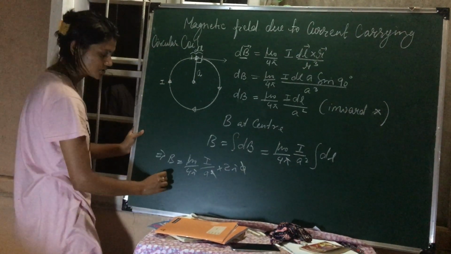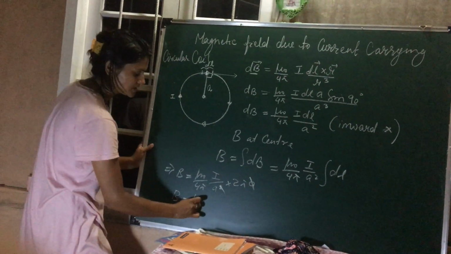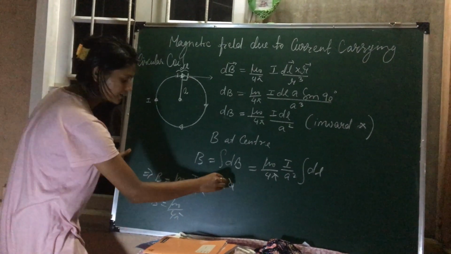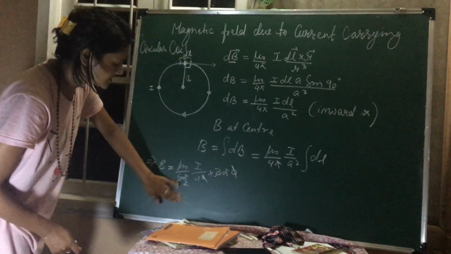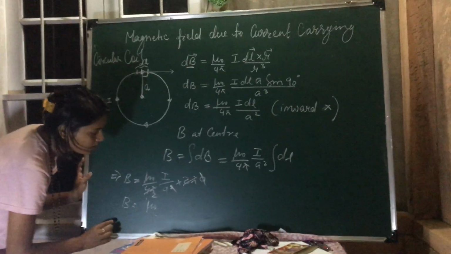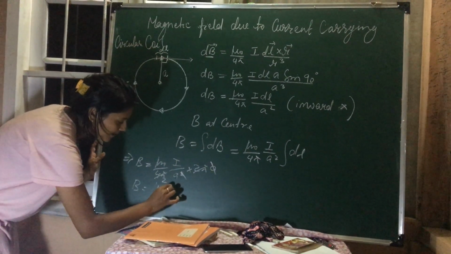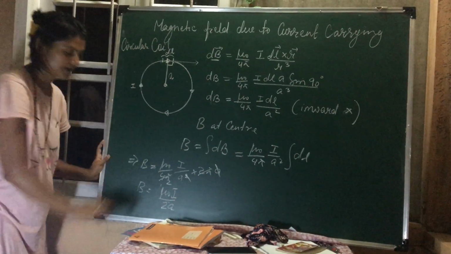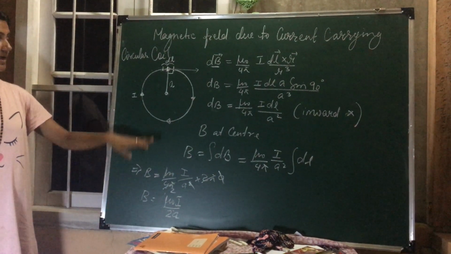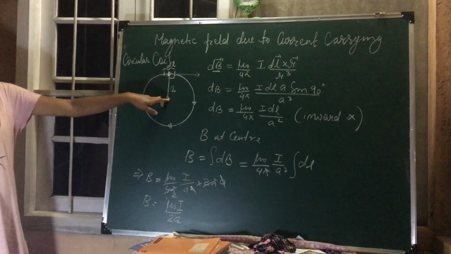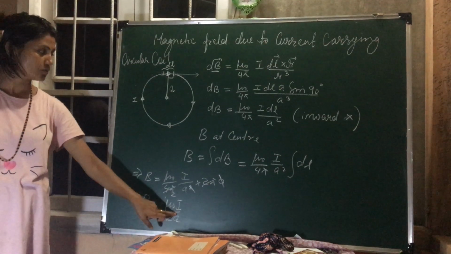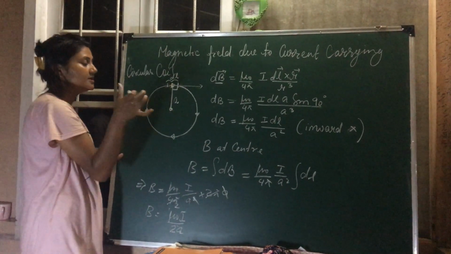It cancels out. So the magnetic field is mu 0 I by 2A. This is the expression; you can even check it in your notebook. The magnetic field at the center of the loop is given by mu 0 I by 2A, and the direction of the magnetic field is inward.